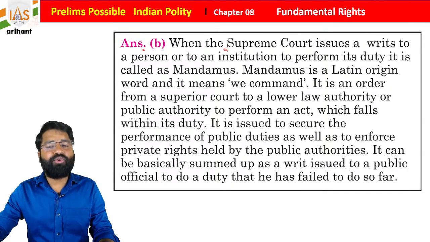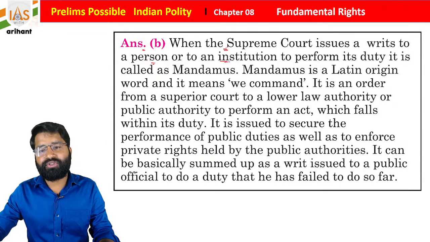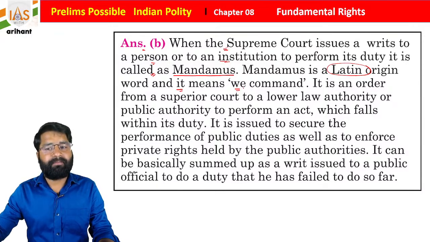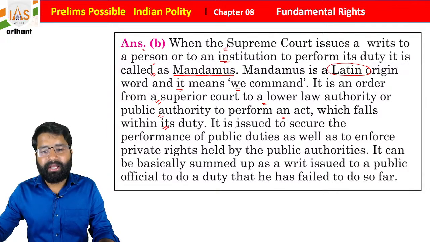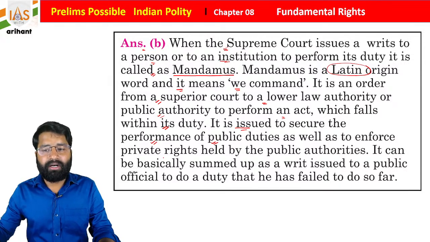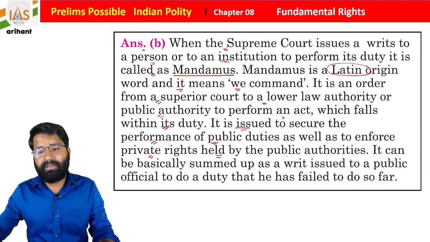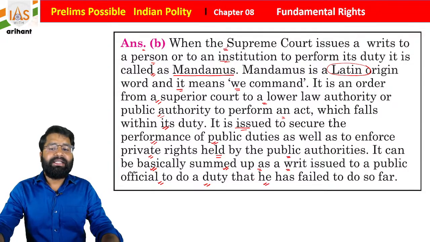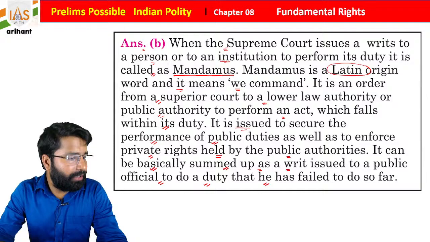When the Supreme Court issues writs to a person or to an institution to perform its duty, it is called mandamus. Mandamus is a word of Latin origin. It means we command. It is an order of a superior court to a lower authority, a public authority, to perform an act which falls within its duty, and it is issued to secure the performance of public duties as well as to enforce private rights held by the public authority. It can be summed up as a writ issued to a public official to do a duty that he has failed to do so far. I hope you all are getting it.